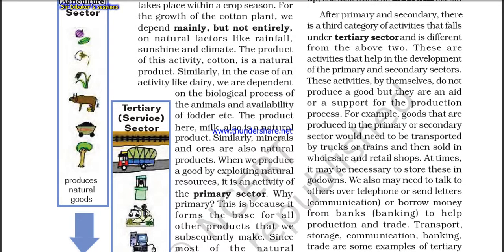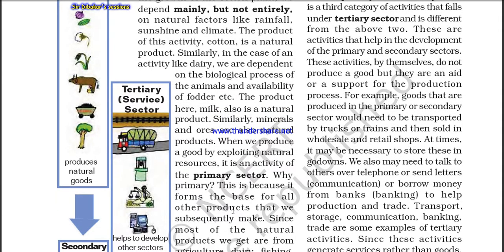So why are they known as primary? That question comes in. Why primary? Why not secondary or any other name? Because it forms the base for all other products that we subsequently make. Suppose you are to make a sweater, the base is cotton or wool. If a dress is to be made, the base is cotton, so it functions as the base. For minerals like iron, you need an industry, you need to build a machine. Now what will you do? You need iron. This is the base, and this base is procured from nature. So we can consider it the base sector that produces everything.